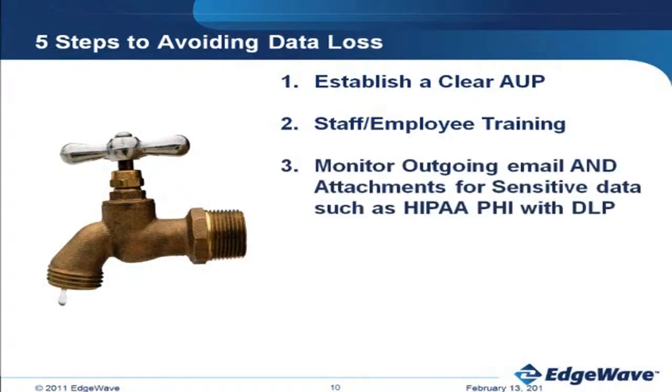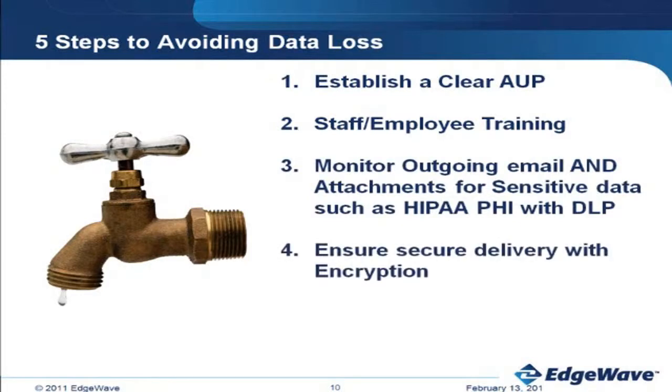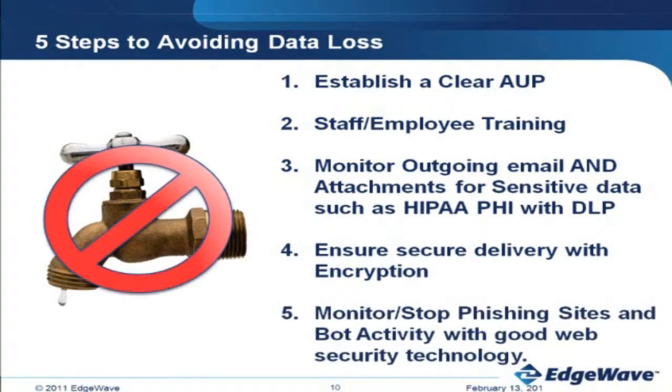We also need to monitor outgoing email and attachments for sensitive data, such as HIPAA terms, with DLP. We also need to ensure secure delivery with encryption. And finally, we need to monitor and stop phishing sites and bot activity with good web security technology. So again, when we talk about HIPAA compliance, we're basically talking about encryption. But to get your company completely secure, we need to take it one step further. We need to talk not just about encryption but about complete email and web security, which can be achieved with good web filters and a very good email security suite.